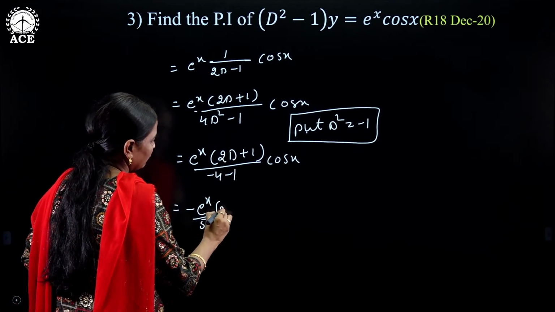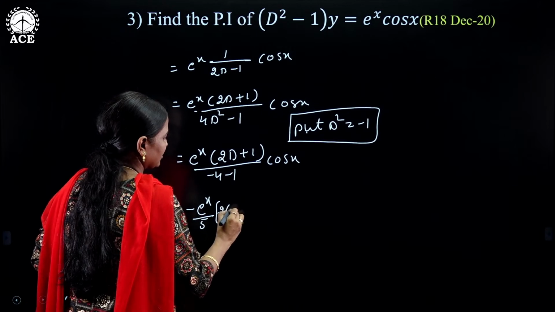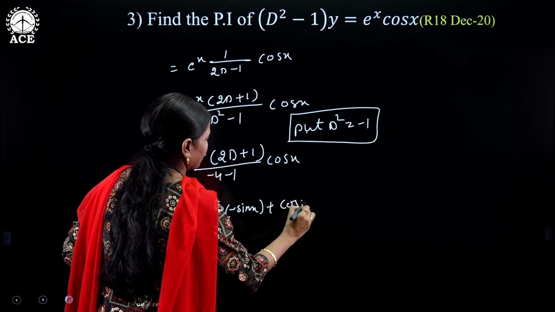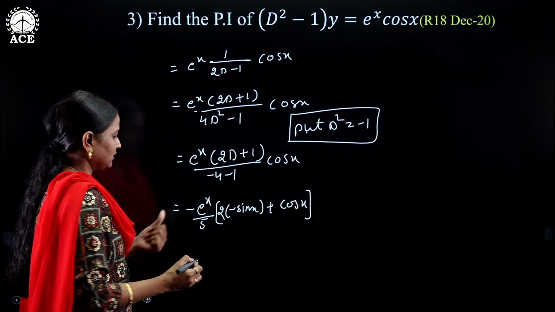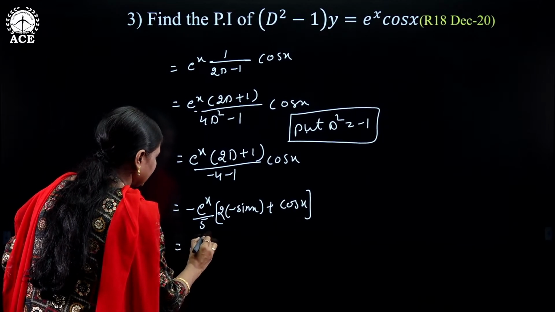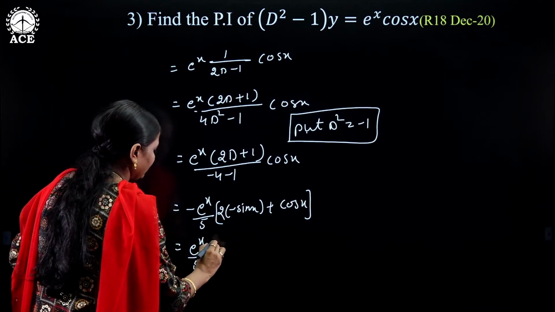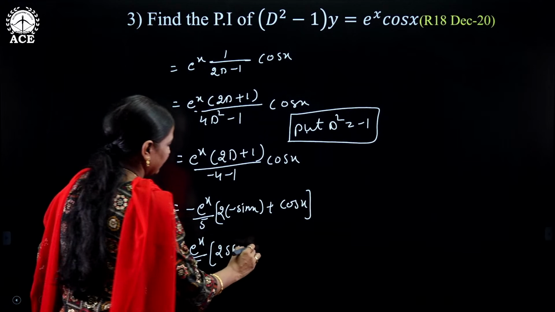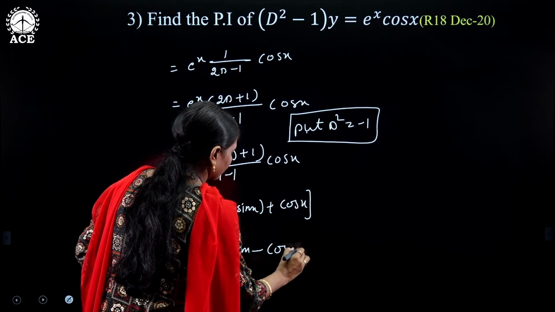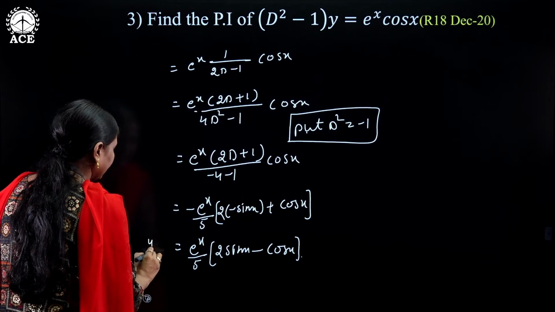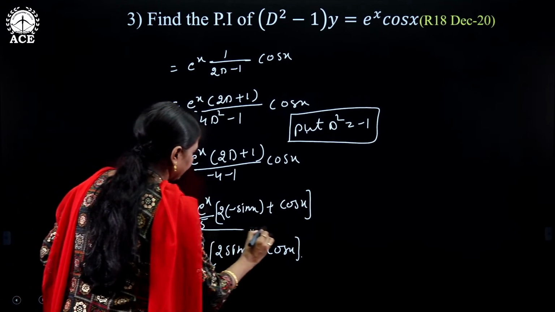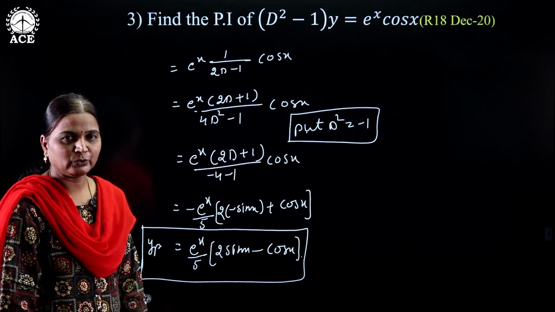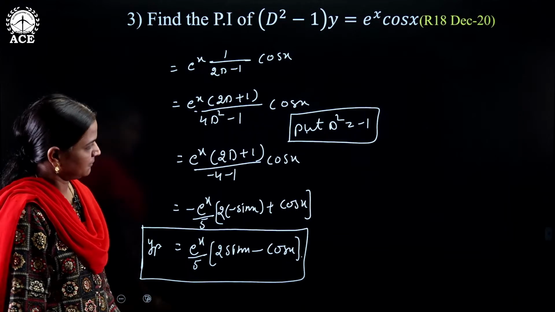So how to write? 2 into differentiation of cos x. What is the differentiation of cos x? Minus sin x, plus cos x. Again, multiply this total term with this minus sign. We can write this as e power x by 5 into 2 into sin x, minus into minus plus, again minus cos x. So what is this value? Particular integral. Here we need only the particular integral. So this is the required particular integral when Q of x is equal to e power x into cos x.